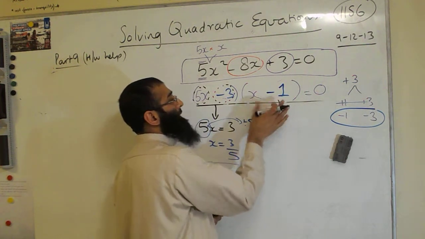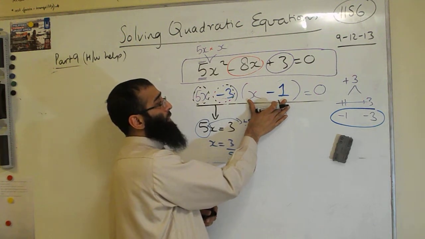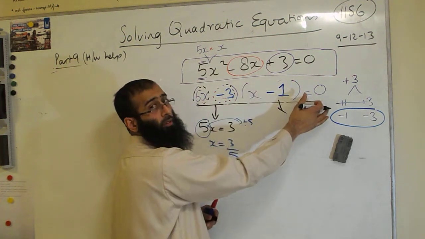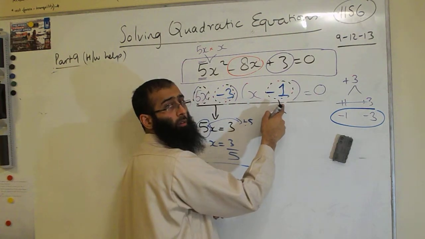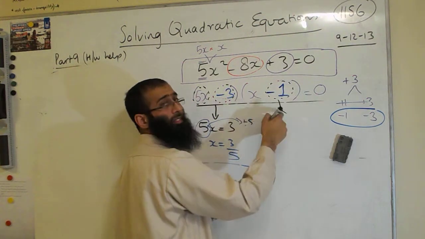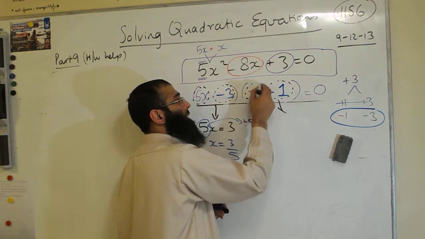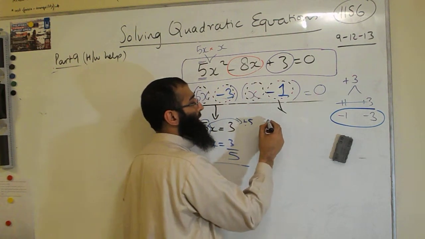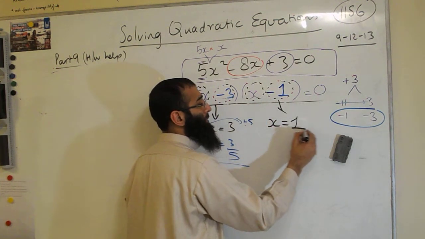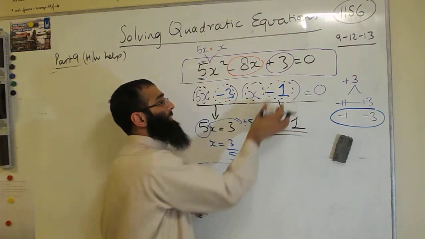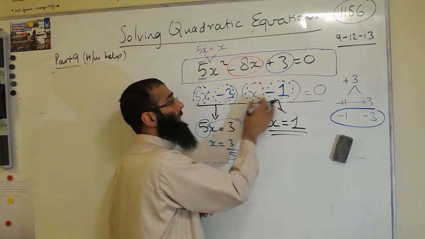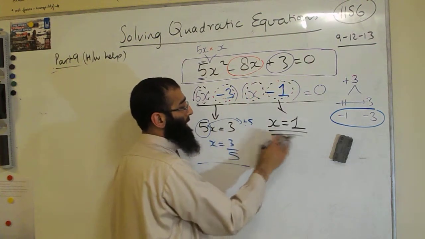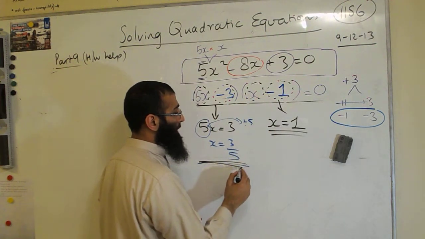Next part. We now want to make this bracket equal to naught in order to solve it, because naught times something is always nothing. We already have minus 1 over here. So if I want to make this bracket equal to nothing, then this part here must be 1. We can solve that one just by sight. So that's the easier one. If that's minus 1, that must be plus 1. If it was minus 2, that would be plus 2. If it was minus 3, it would be plus 3. So x equals 1. So here are our two solutions.